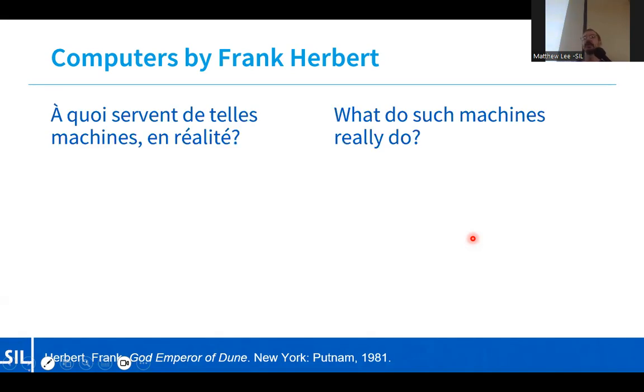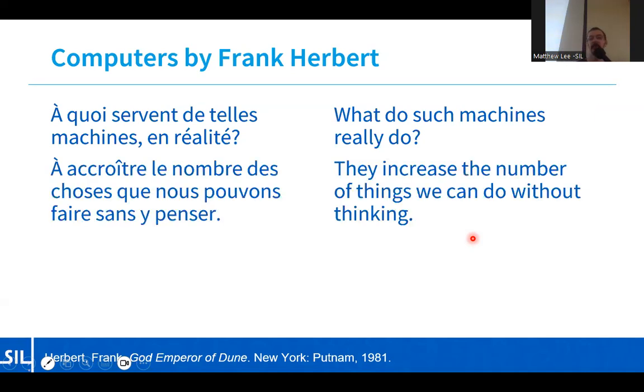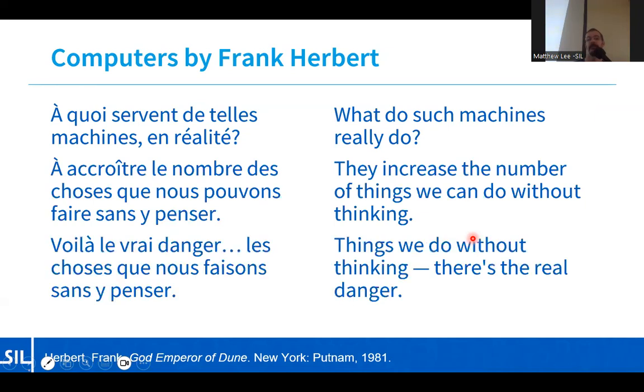So computers. Frank Herbert is one of my favorite authors. So what do such machines really do? Exit app. Gone. Okay. So what do such machines really do? They increase the number of things we can do without thinking. Things we do without thinking, there's the real danger.